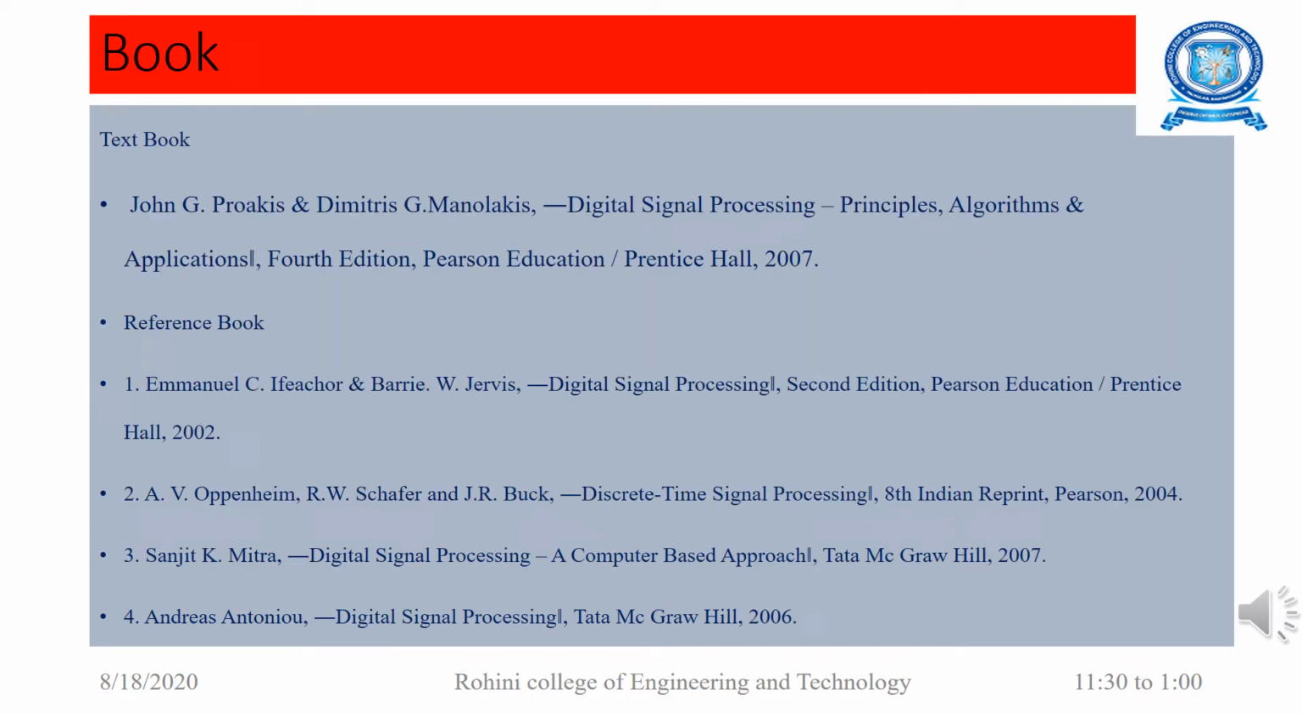These are your prescribed books for your syllabus. The first one is the text book and the remaining 4 are reference books. The first book itself is enough for studying the topics of all 5 units. It is a very easy and simple book to study.